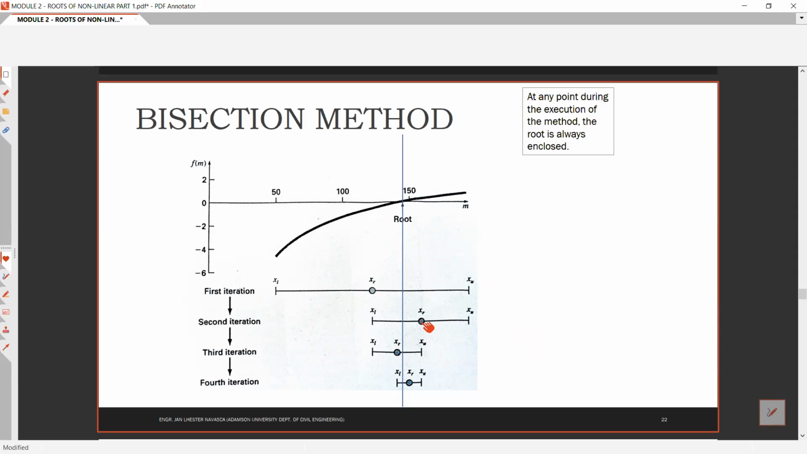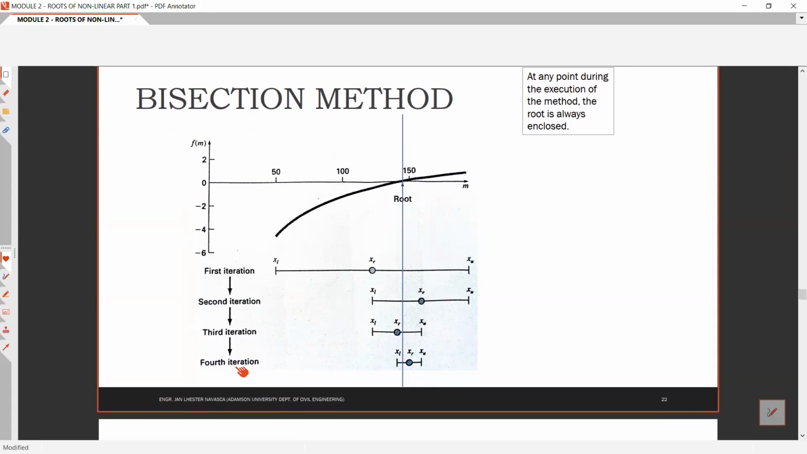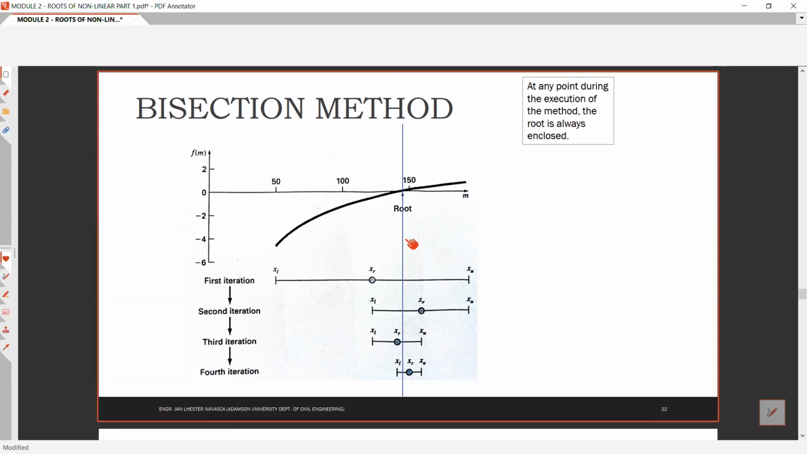Then we check again. This is a positive number, this is a negative number. Multiplying gives a negative, so the root is between them. This becomes the left boundary and this the right boundary, and here is the midpoint again. We check again: a negative number and a positive number, the product is negative, so the root is there. Next iteration, find the midpoint, and so on. You are now at the fourth iteration. Did you get it? Any questions?